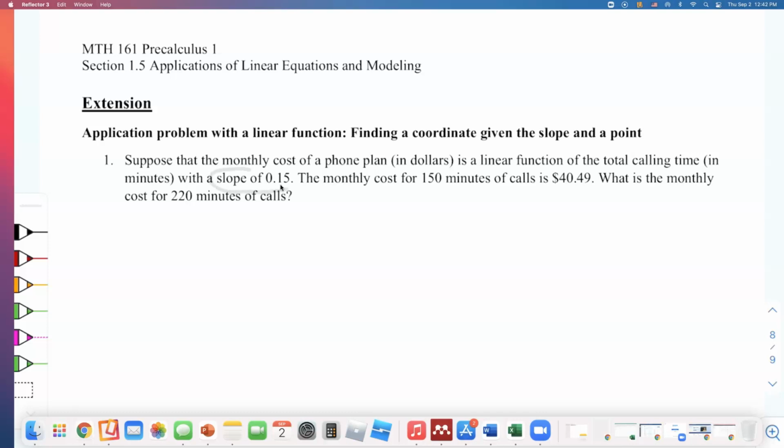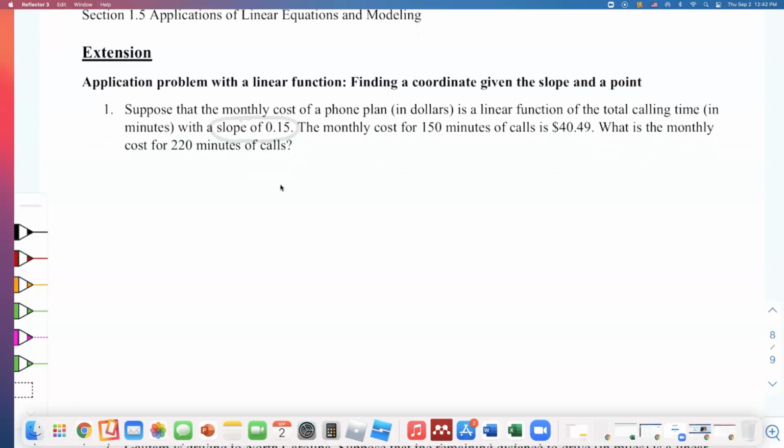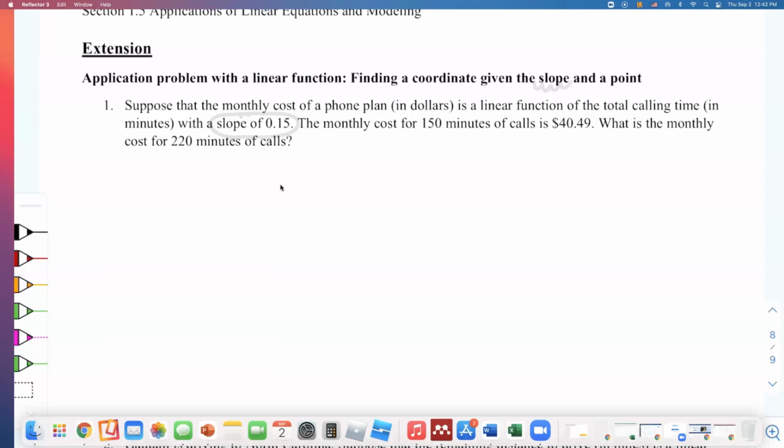I'm going to go ahead and circle what they are giving us first. What I circled in gray is a slope. And what else did they give us? They also gave us a point, where the input is 150 minutes. If you talk on the phone for 150 minutes, we paid $40.49. So that is a point.